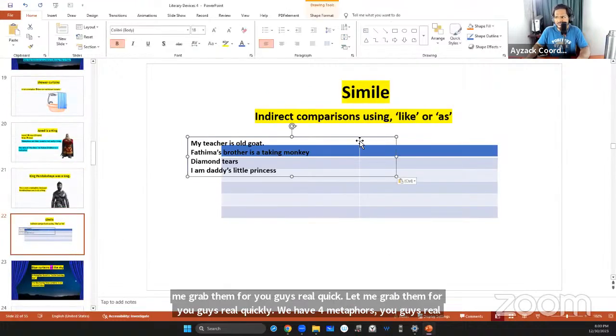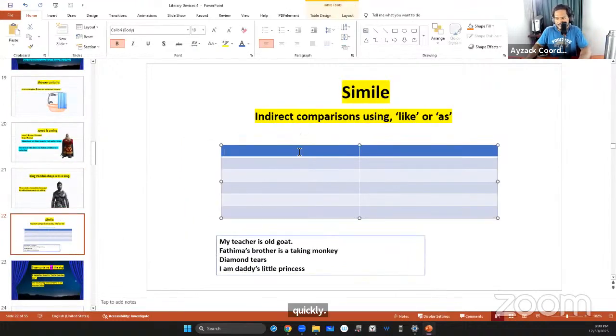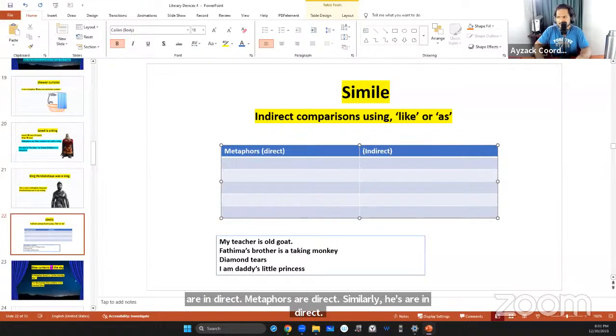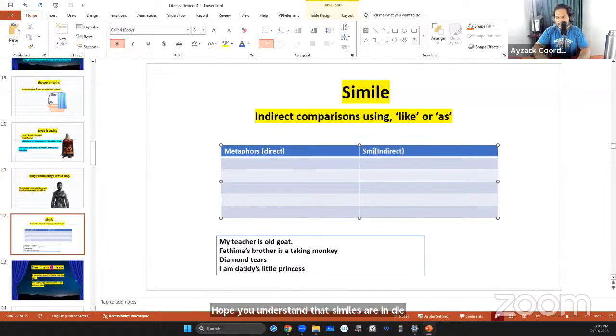Let's compare them to similes. Metaphors are direct comparisons, right? Similes are indirect comparisons, aren't they? Similes are indirect. Metaphors are direct. Hope you understand that. Similes are indirect comparisons. I'll show you guys how that works.